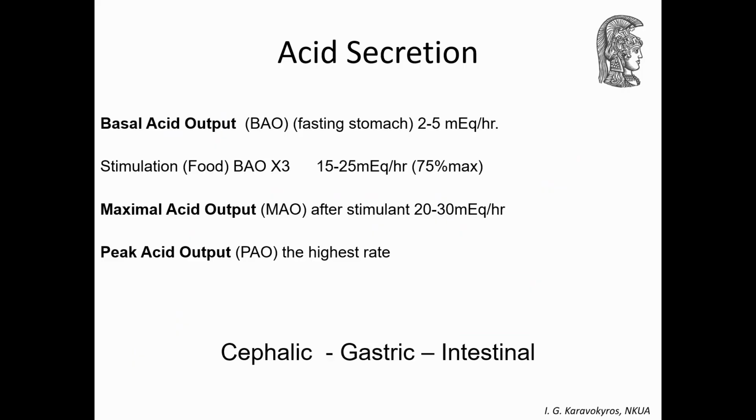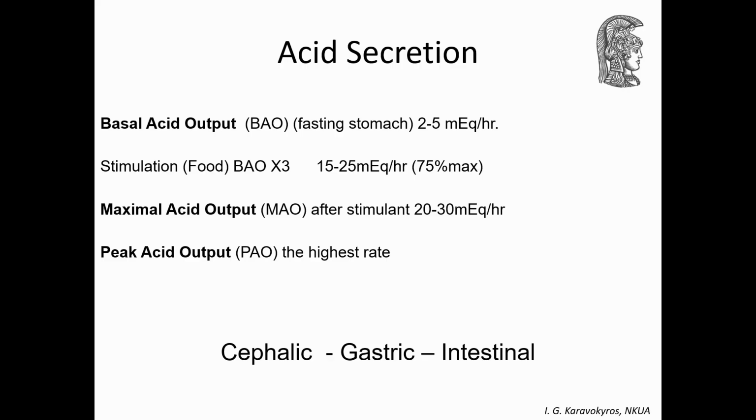The major function of the stomach is the production of acid necessary for food digestion. Basal acid output, BAO, is the acid secreted in the fasting stomach, and it is estimated to be 2 to 5 milliequivalents per hour. When there is food in the stomach, the acid output becomes approximately 3 times the basal one.